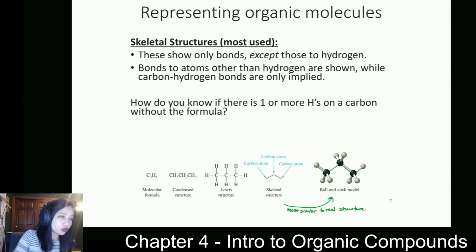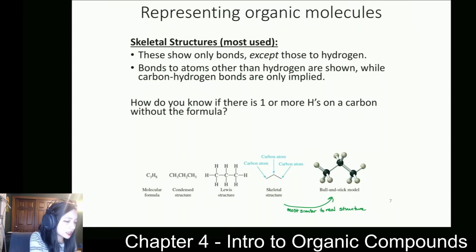The last way that organic chemists communicate structure and composition is skeletal structures for carbon-containing compounds, and this is the most used. When you see papers on organic chemistry, or if you see them in textbooks, you will oftentimes see skeletal structures, and it's mostly lines. So we need to learn how to read these lines in skeletal structures. These are the most simple.